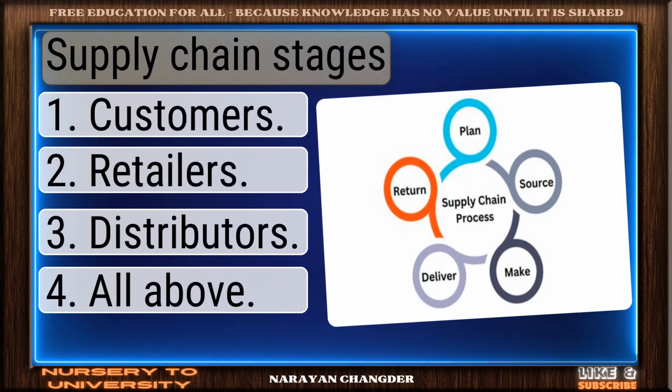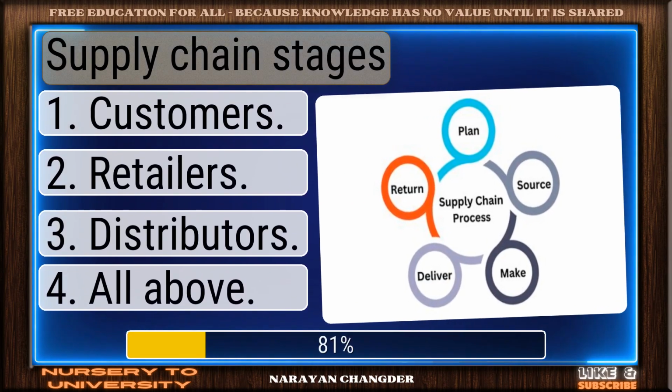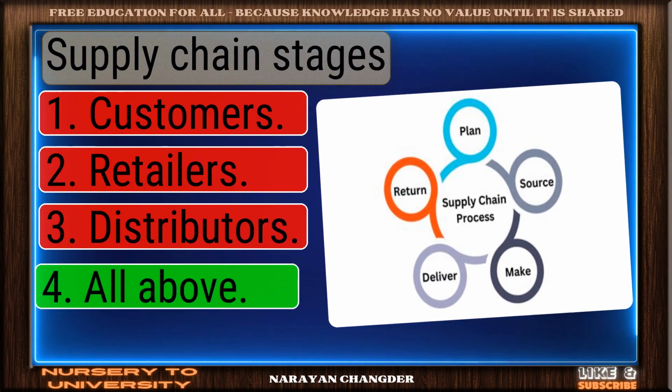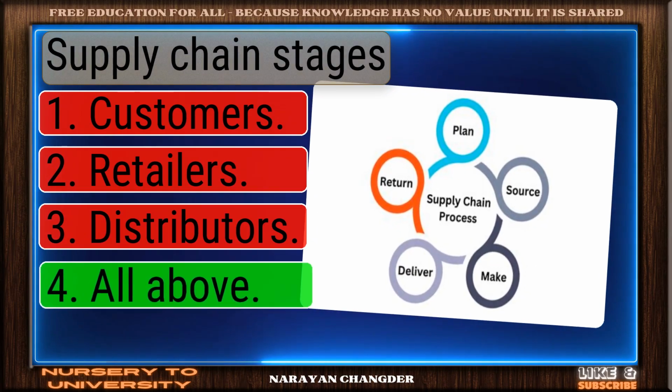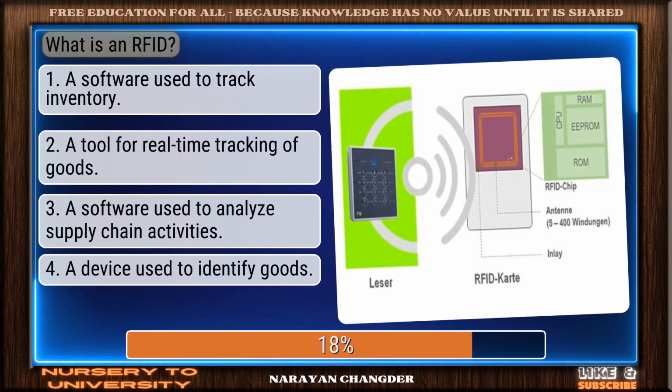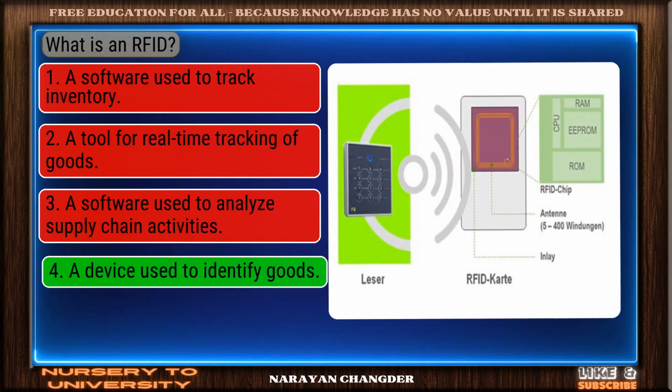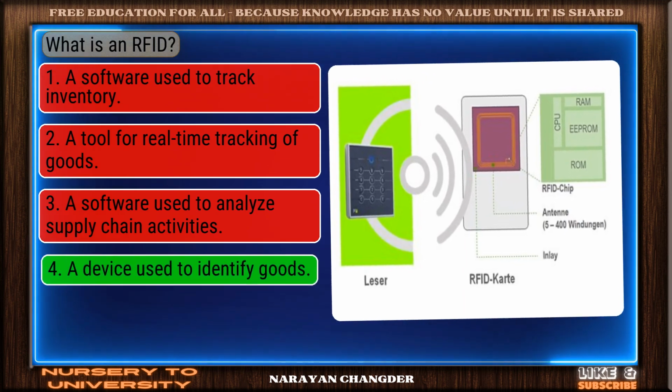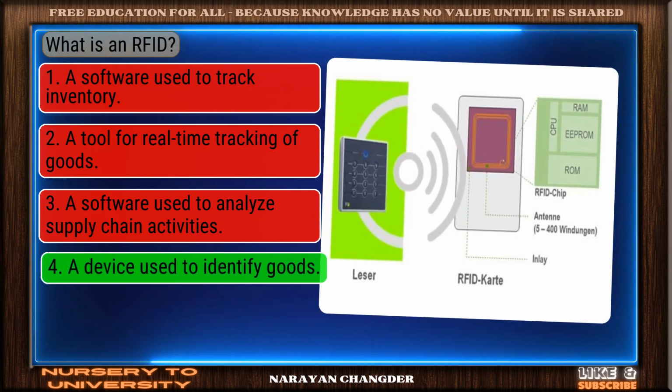Supply chain stages. You chose all above, and it is correct. What is RFID? Smart pick. A device used to identify goods is the correct choice.